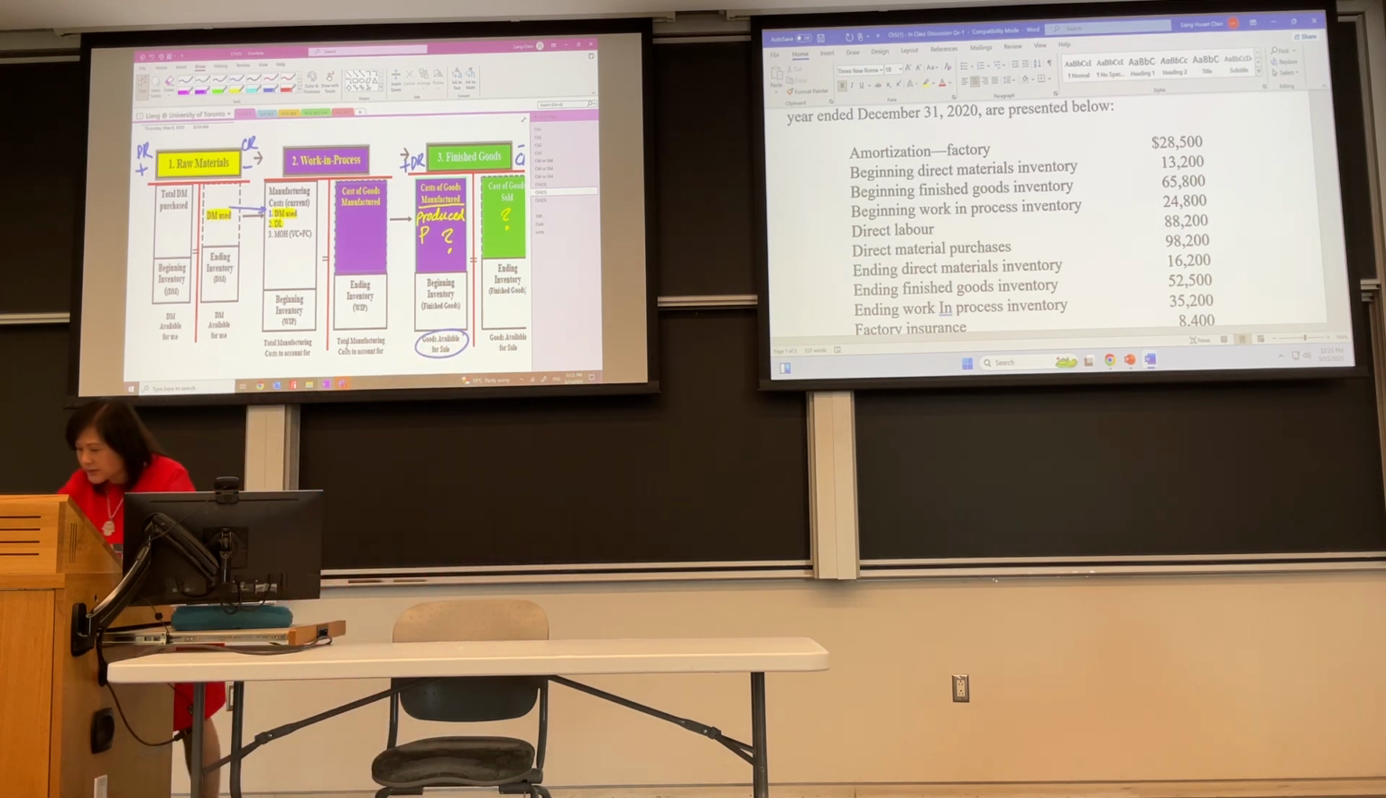Please speak up so I know you understand. Okay, so which box? Beginning. Okay, so 13,200. Are we okay so far? I try to figure out all the numbers. Now beginning finished goods. Stage 1, 2, or 3? Finished goods. Stage number 3. Are we okay? You have to be able to find it. Okay, so this one is 65,800.